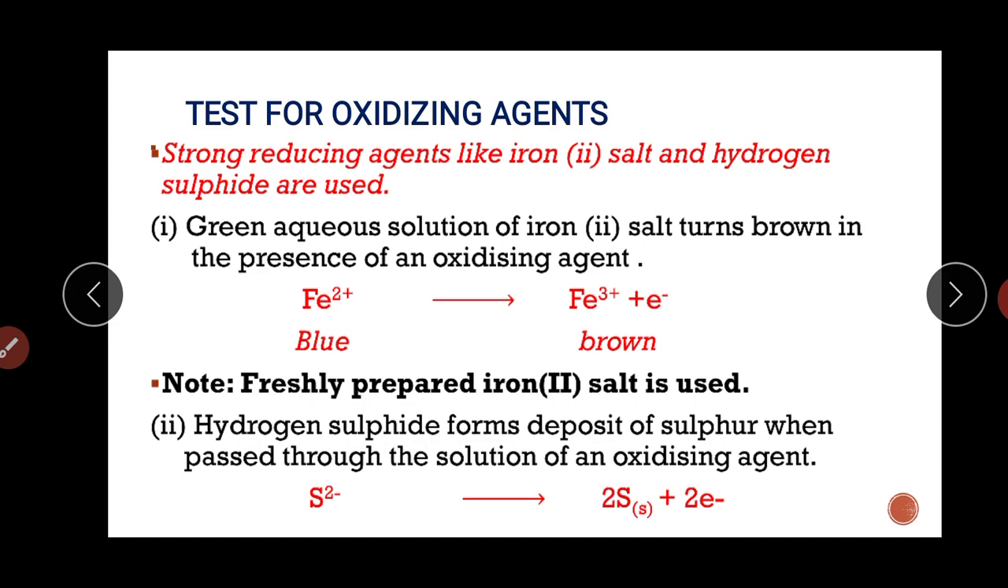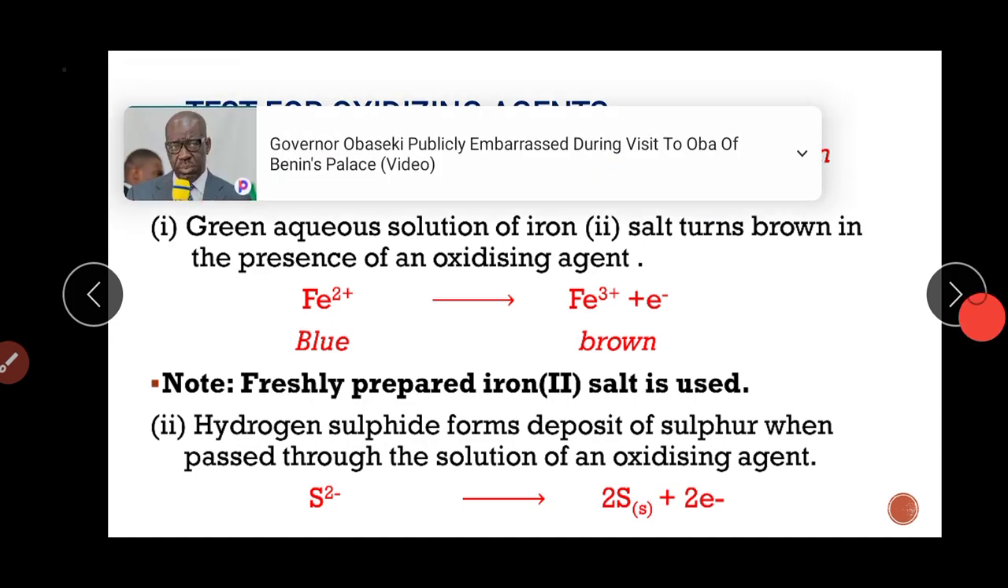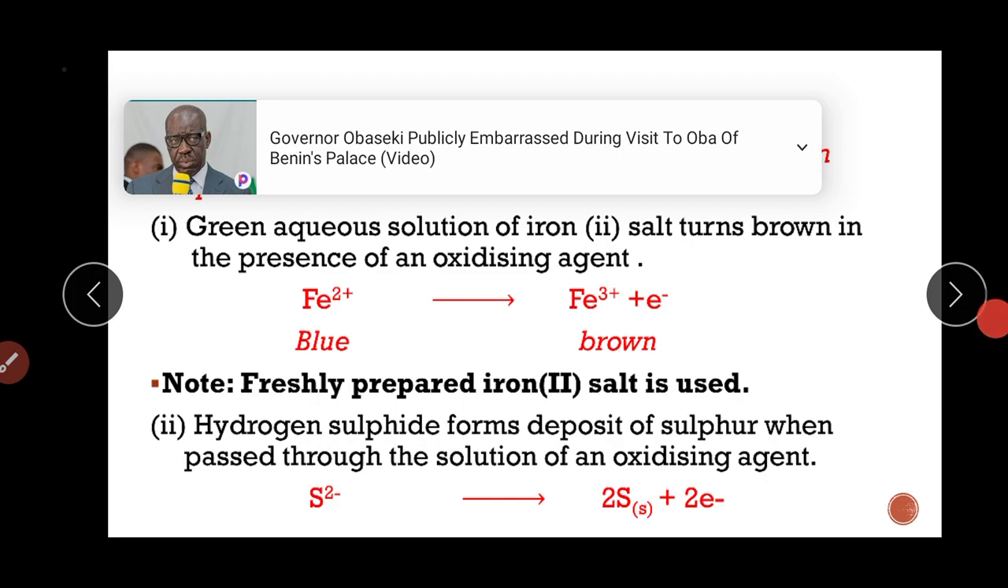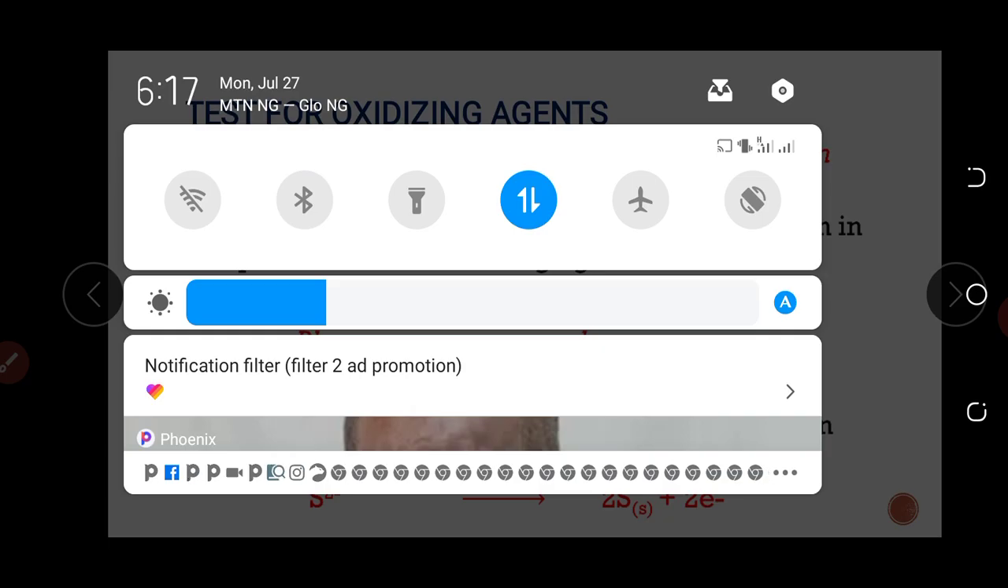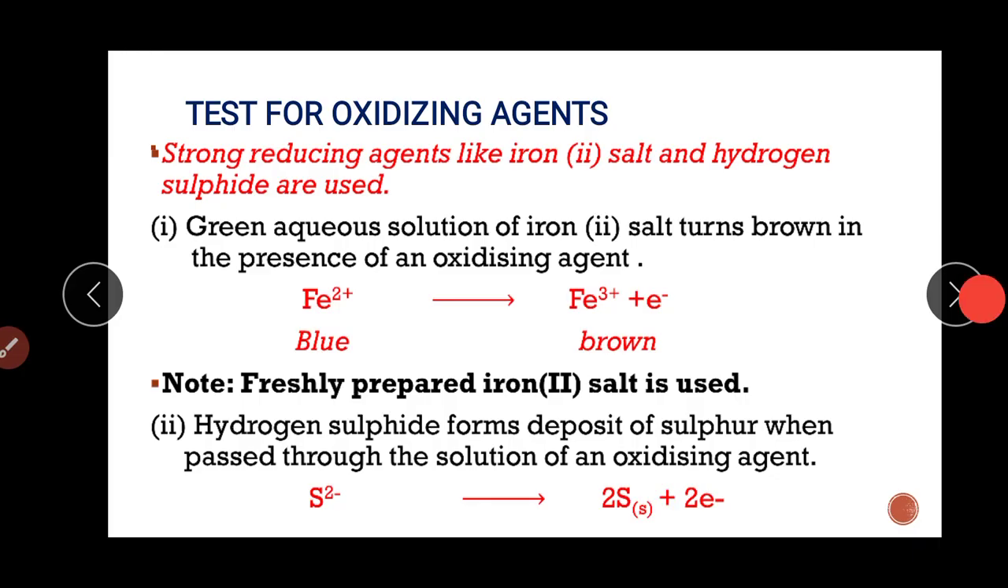We are going to be using iron 2 salts as an example, and hydrogen sulfide. Now, the green aqueous solution of iron 2. Iron 2 is green. It will turn to iron 3, which is brown, in the presence of an oxidizing agent.